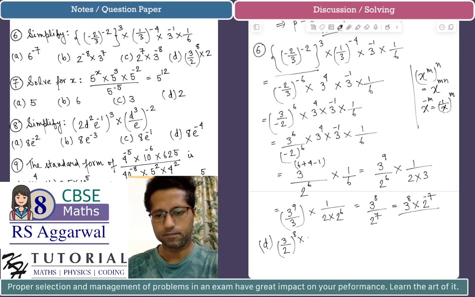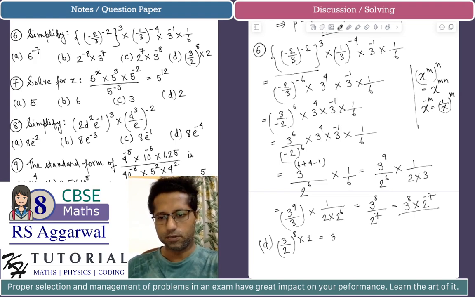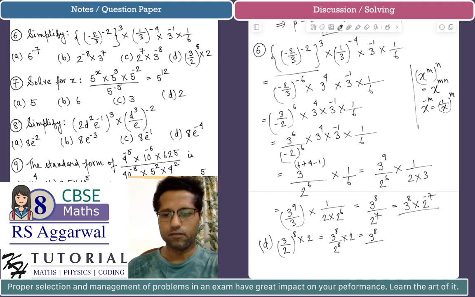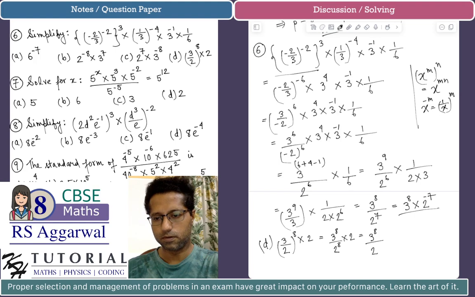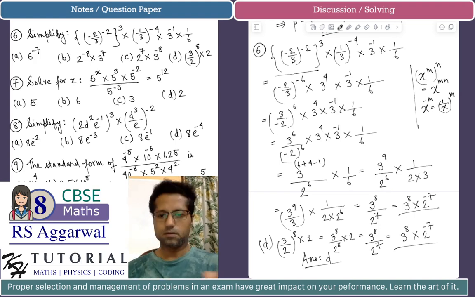It is given that this. Now this is equal to, if you break 3 by 2 raised to the power 8, this will be 3 raised to the power 8 divided by 2 raised to the power 8 multiplied by 2. Now this is equal to 3 raised to the power 8 divided by, the 2 in the numerator will cancel 1 2 in the denominator, so this will become 2 raised to the power 7. So this is equal to 3 to the power 8 multiplied by 2 to the power minus 7. 1 by 2 to the power 7 is equal to 2 to the power minus 7. So D is the correct choice.